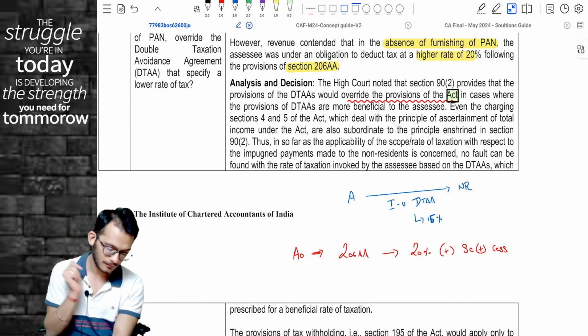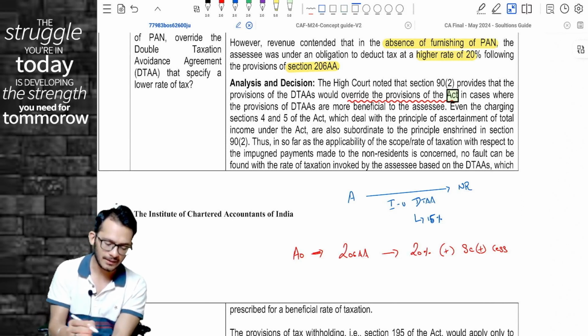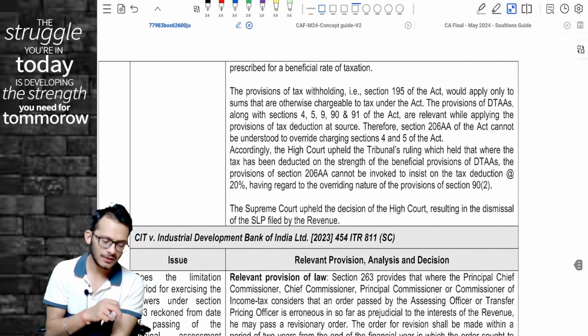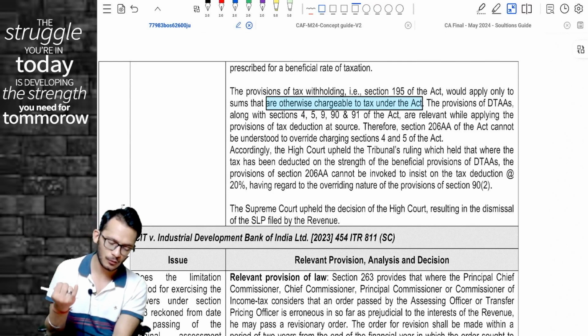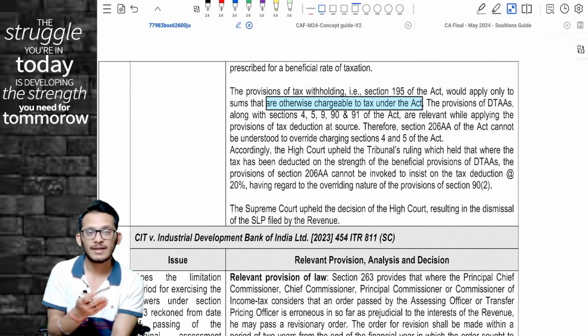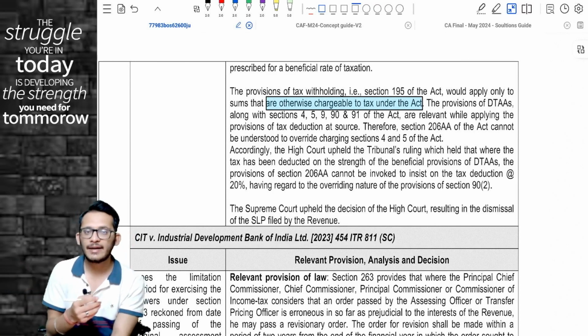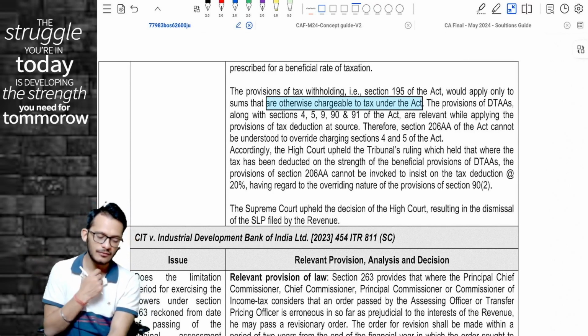It has more power. Thus, insofar as the applicability of the scope and rate of taxation with respect to the impugned payments made to non-resident is concerned, no fault can be found with the rate of taxation invoked by the assessee based on the DTAAs. The provisions of tax withholding, that is section 195, would only apply to sums that are otherwise chargeable to tax under the Act. The provisions of DTAA along with sections 4, 5, 9, 90 and 91 are relevant. 4 is the charging section, 5 is the scope of total income, 9 is income deemed to accrue or arise in India, 90 is DTAA, 91 is cases where you don't have DTAA. All those are relevant while applying the provisions of TDS.